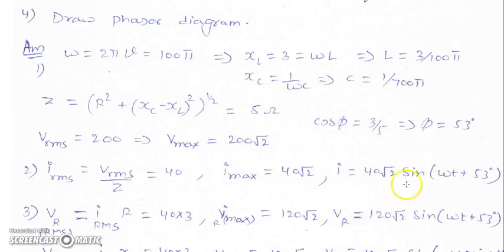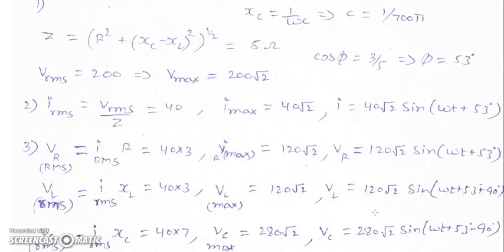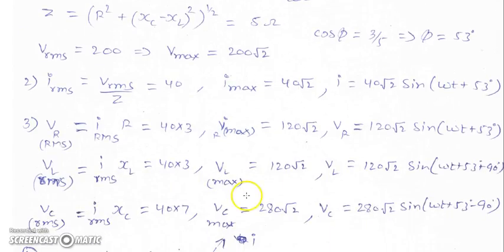We now know the current, so current and VR will be in the same phase. This is VR max. Similarly, for VL and VC we can follow the same route. VL will be this IRMS into XL. If we have to find the RMS voltage across the inductor, the maximum will be root 2 times that.